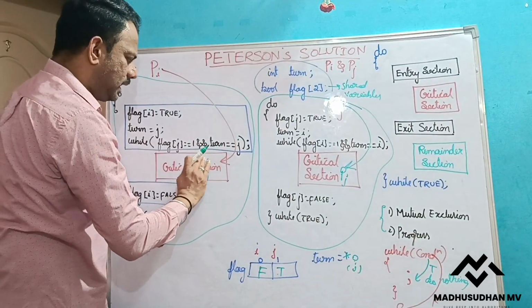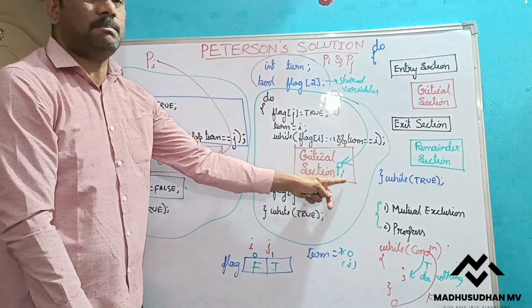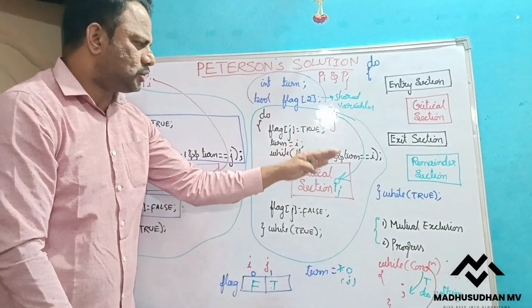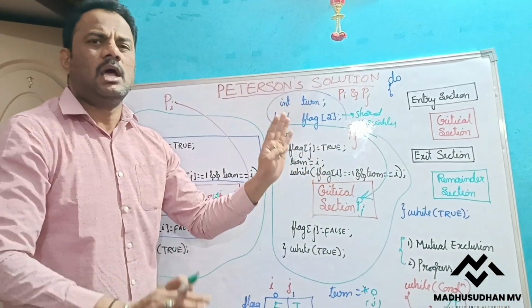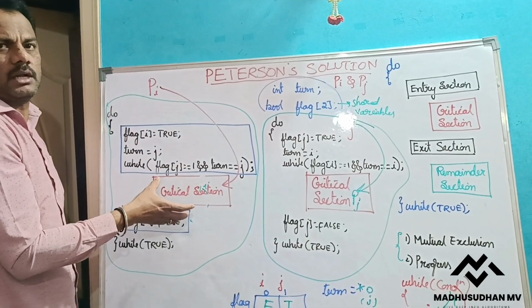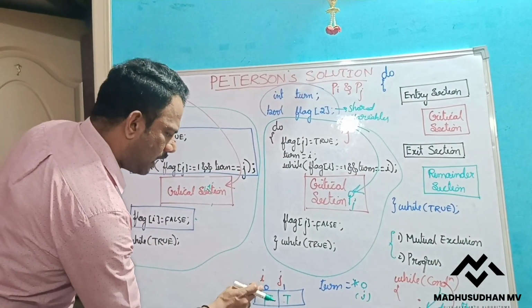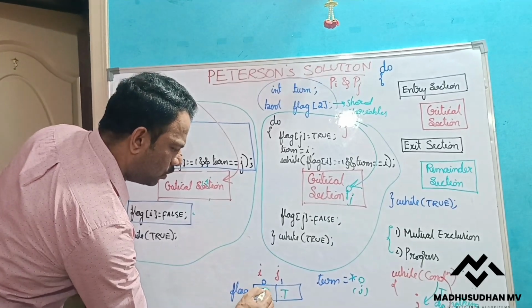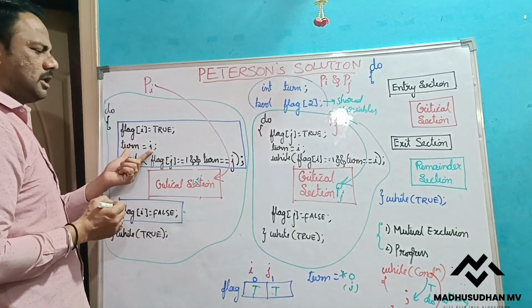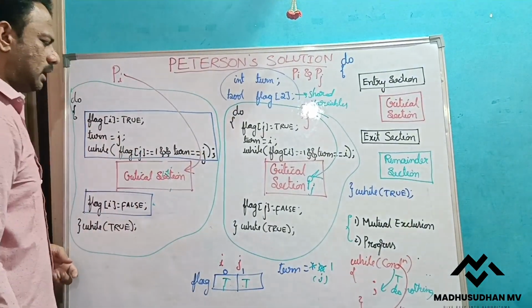Now Pi has come out of the critical section, and Pj is in the critical section, doing some operation. After some time, Pi wants to enter again. Now it makes flag of i equal to true, and then turn is equal to j. Turn is equal to j means it makes it 1.